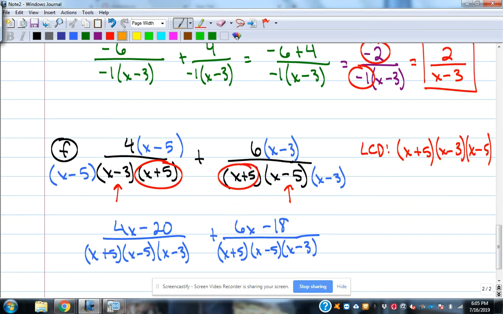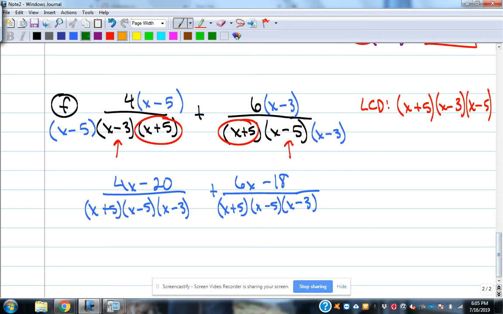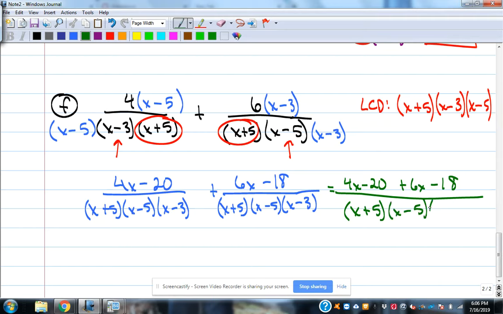When I put that together, 4x minus 20 plus 6x minus 18. I'm writing an extra step in here. I would probably expect y'all to, at this step, just put your like terms together. I'm writing that extra step where we put everything on the top, just so we can talk about it and see where everything is coming from.